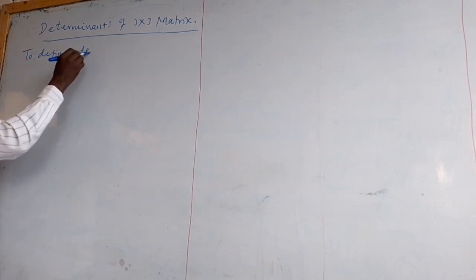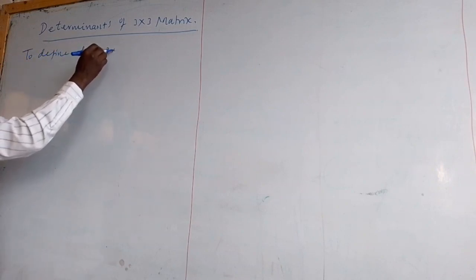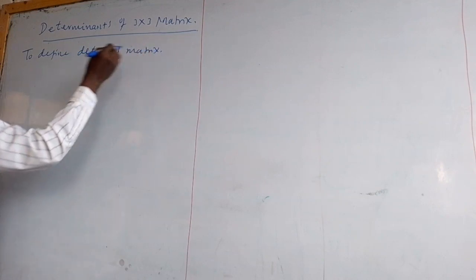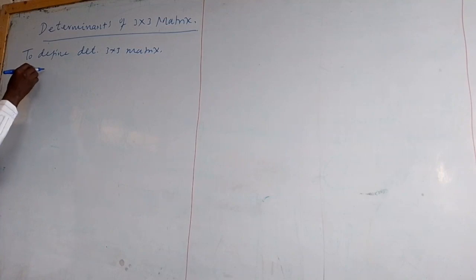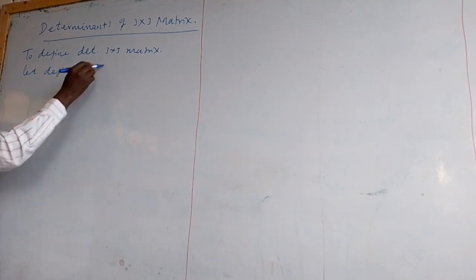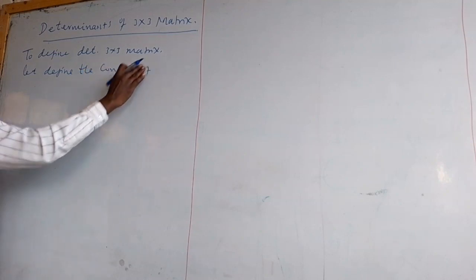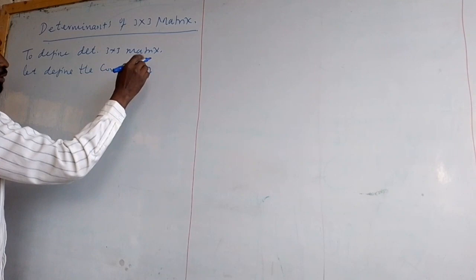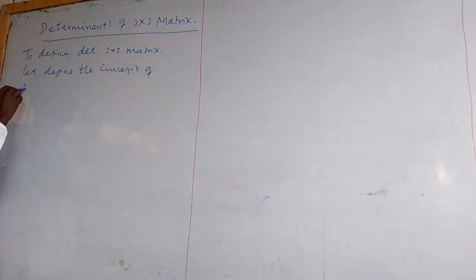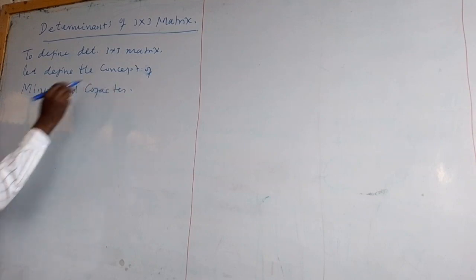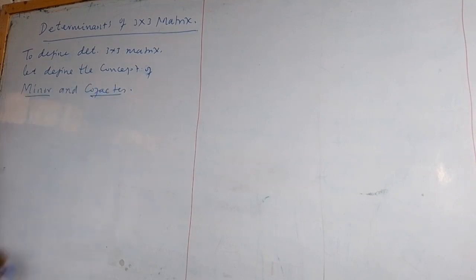Here I'm going to show you how to find the determinant of a 3 by 3 matrix. Before defining it, let's define the concept of minor and cofactor for the given matrix. Now, the minor and the cofactor of the matrix are very important for finding the determinant of a matrix.